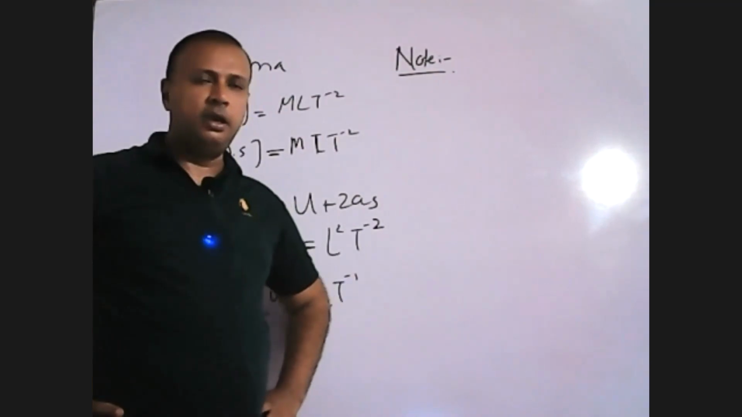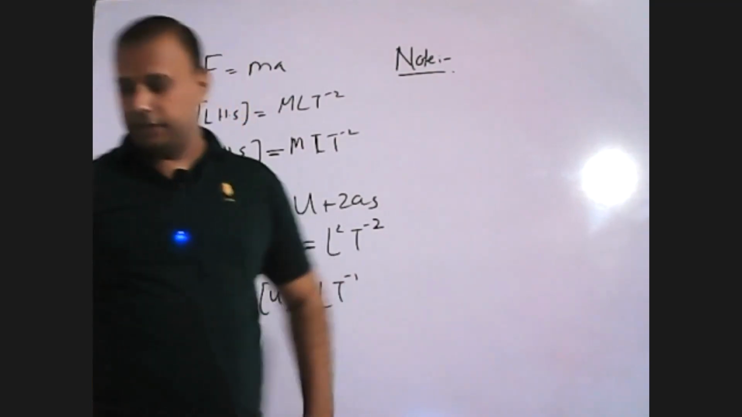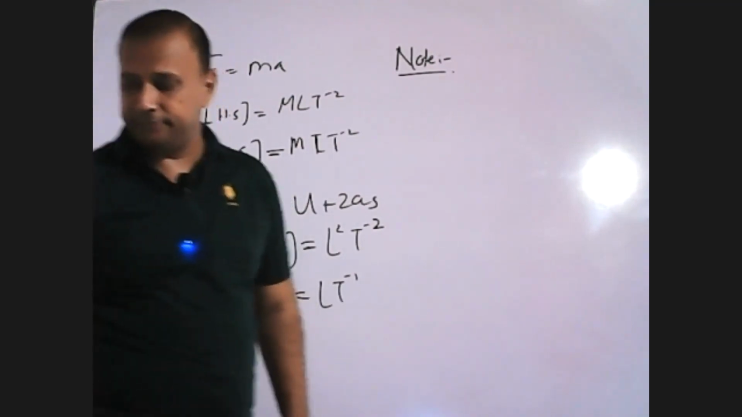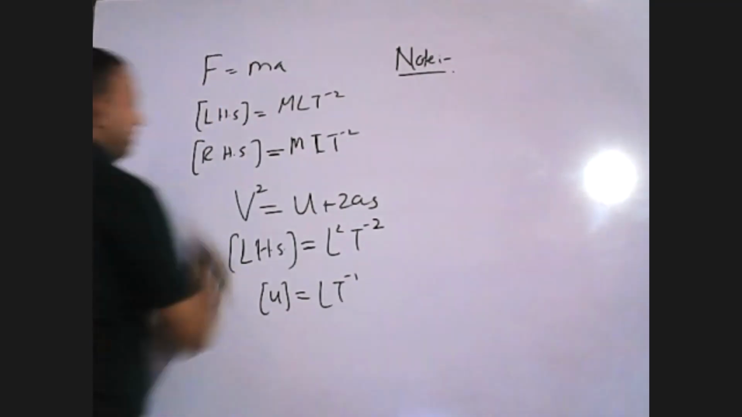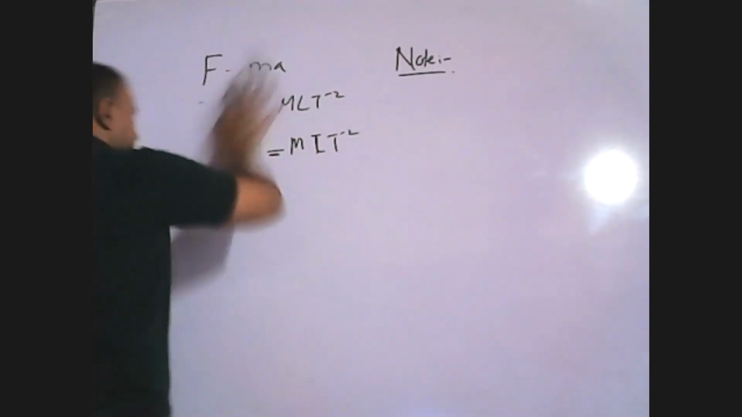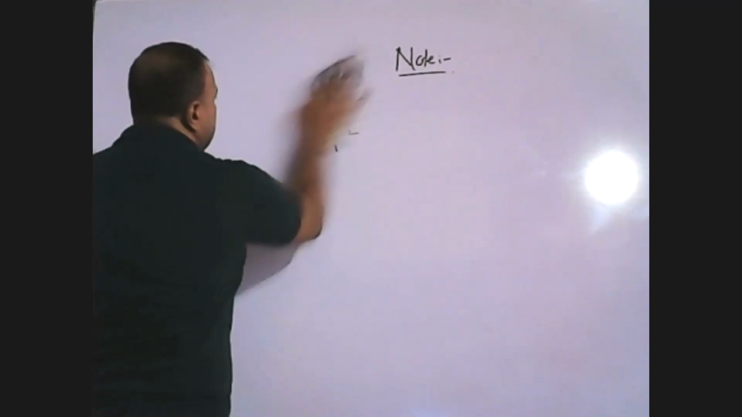If an equation is dimensionally correct, each and every term in that equation should have the same dimension.